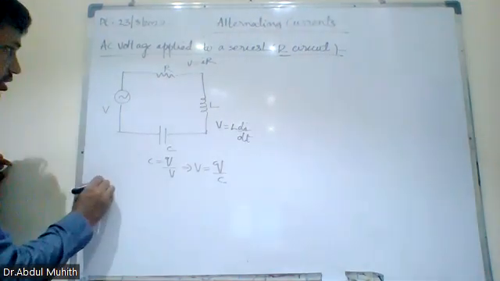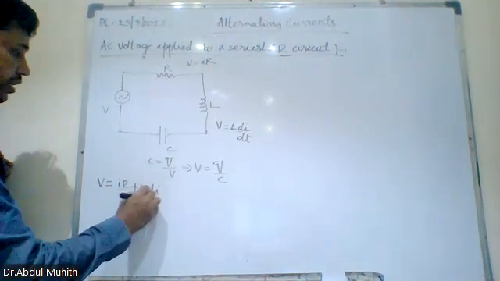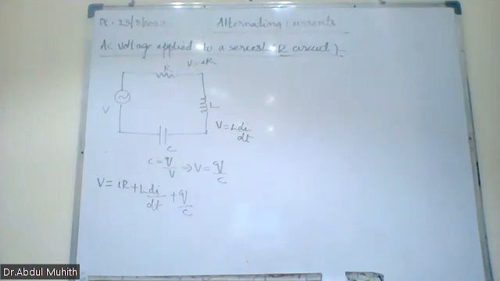The input voltage V is equal to what? IR plus L into di by dt, plus Q by C. Is that clear now? Yes. So these are all the voltages.